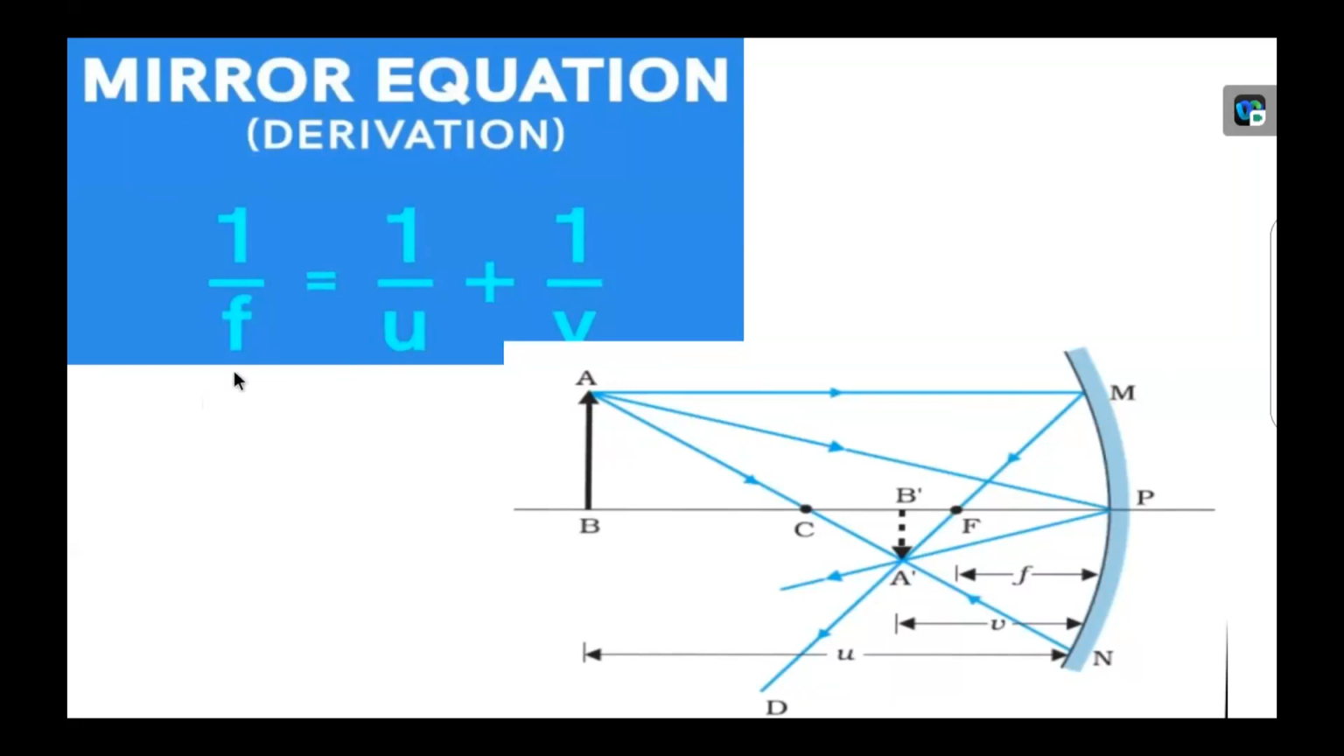Now we have to prove the relation between focal length, object distance U, and image distance V. We have to show 1 by F equal to 1 by U plus 1 by V. This derivation we have to do. This is a 4-mark question. A few times they have asked it also.